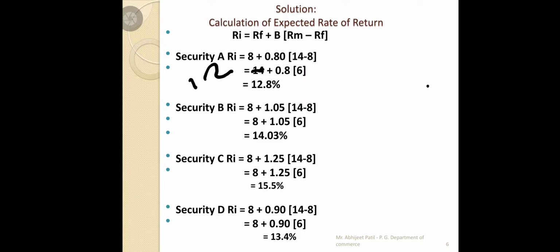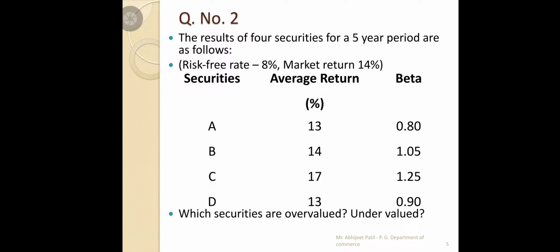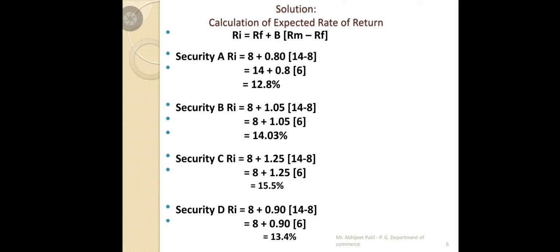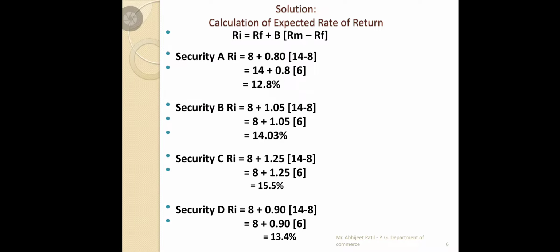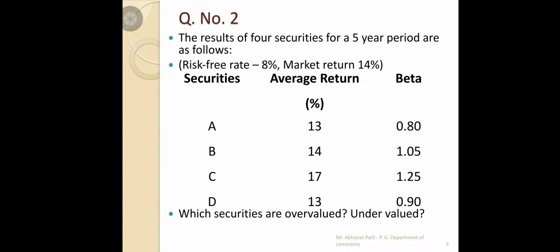Then coming to security B also. For security B, it is 8 plus 1.05, see the 1.05 is the beta, risk-free rate will be 8 and market return 14, so 14 minus 8 is 6, into 1.05, plus 8, we get 14.03%. Next for security C, Ri is equal to 8 plus 1.25 into (14 minus 8), so you get 6 into 1.25, the beta given in the problem, multiply with them, we get 15.5. Same way for security D also, see the beta of security D is 0.90.